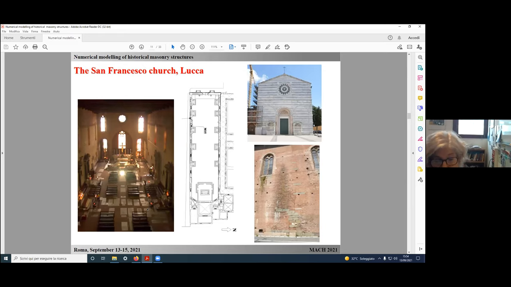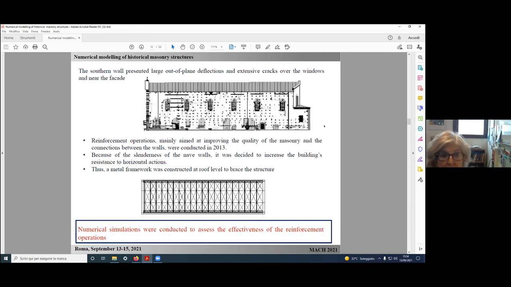So a nice application of the NOSA-ITACA code is the San Francesco Church in Lucca, which is a typical single nave Franciscan building. At the end of the 90s, the southern wall presented large out-of-plane deflections and extensive cracks over the window here and near the facade. So reinforcement operations, mainly aimed at improving the quality of the masonry and the connections between the walls, were conducted in 2013. So it was decided to increase the building's resistance to horizontal actions. So a metal framework like this in the figure was constructed at roof level to brace the structure.